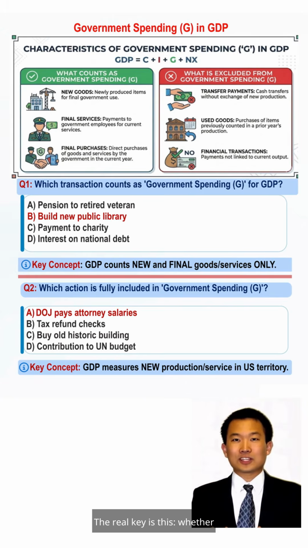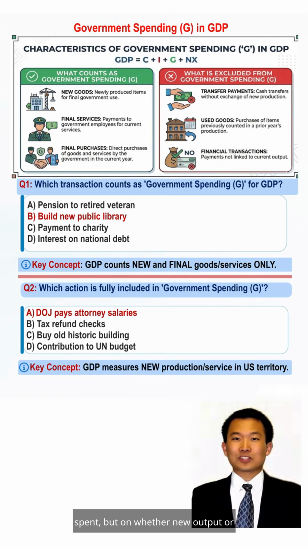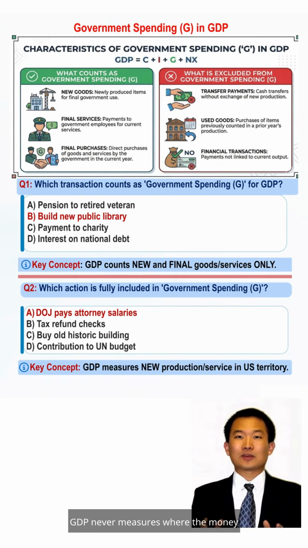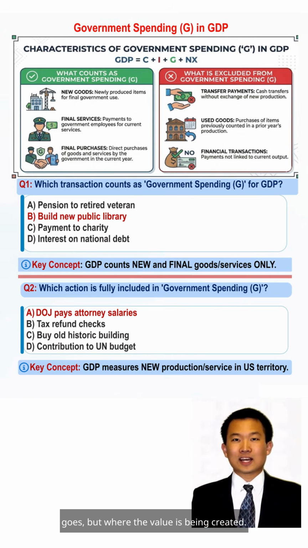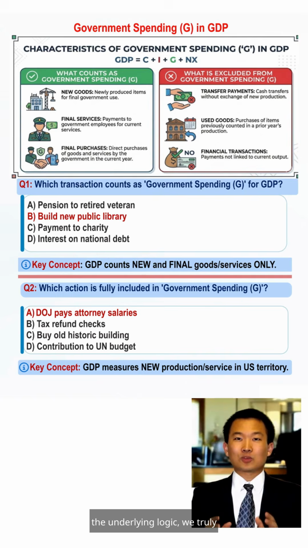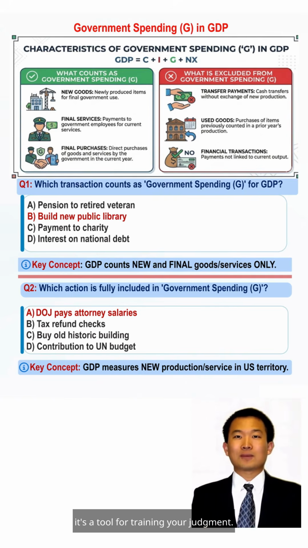The real key is this. Whether government spending counts toward GDP doesn't depend on how much is spent, but on whether new output or services were created in the current period. GDP never measures where the money goes, but where the value is being created. By solving problems to understand the underlying logic, we truly master the material. Macroeconomics is never just about memorization. It's a tool for training your judgment.